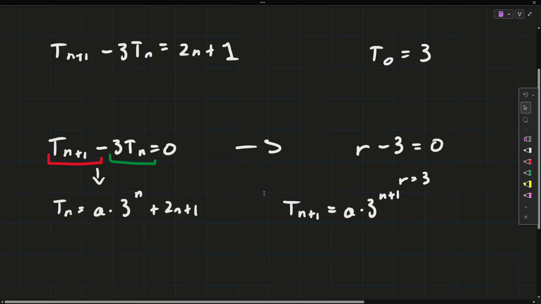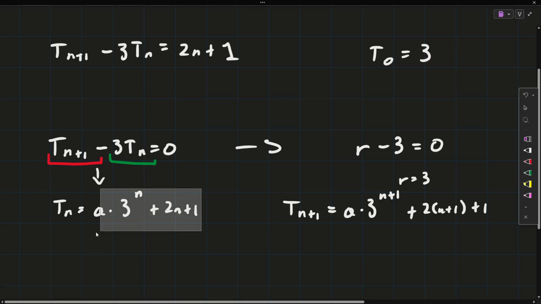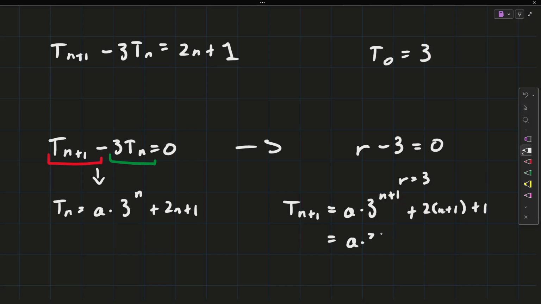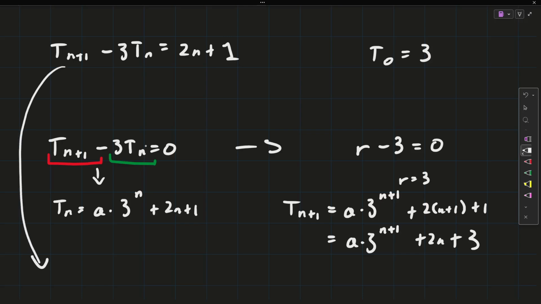If this is tn, then what's t of n plus 1 going to be? Well, we have to add on the 2 times n plus 1 plus 1. So if this is our solution for tn, then for our solution for tn plus 1, we have to replace this n with an n plus 1, and same with this n. I'll just simplify a bit. This will be a times 3 to the n plus 1 plus 2n plus 3, just combining terms here. And let's check if this is a solution. I don't think it will be, but let's check.